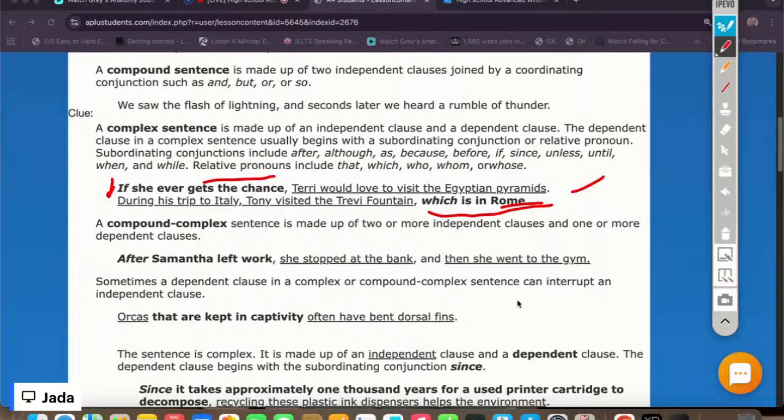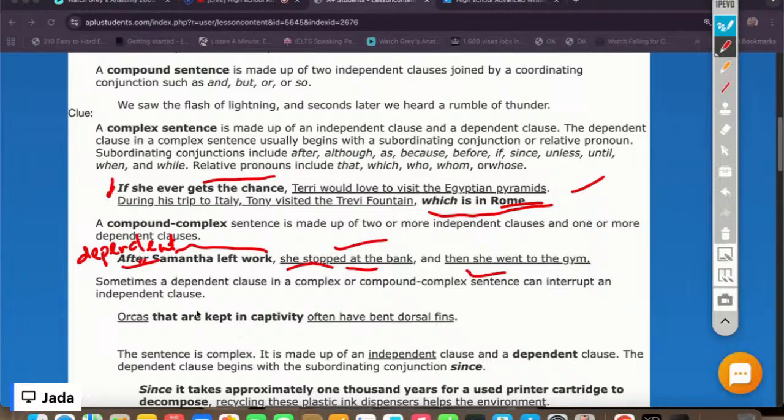So sometimes a dependent clause in a complex or compound complex sentence can interrupt an independent clause. Okay. So over here we have after, right? So this after here is a subordinating conjunction. So this part is gonna be what? The dependent clause. And then here we have independent clause and independent clause. So in a compound complex, you can have two or more independent clauses and then one or more dependent clauses.